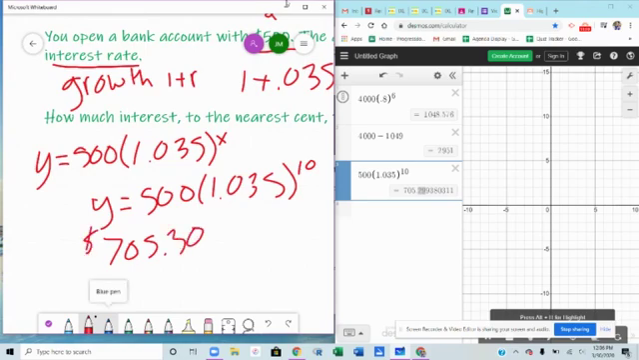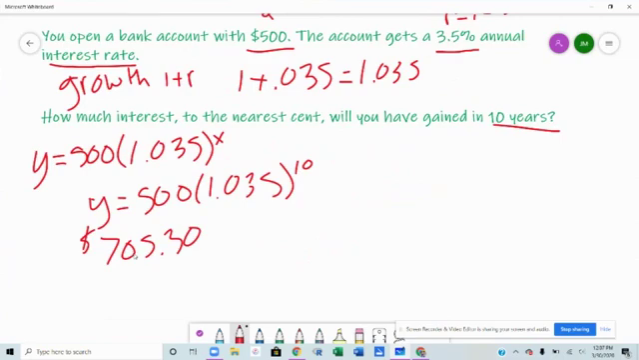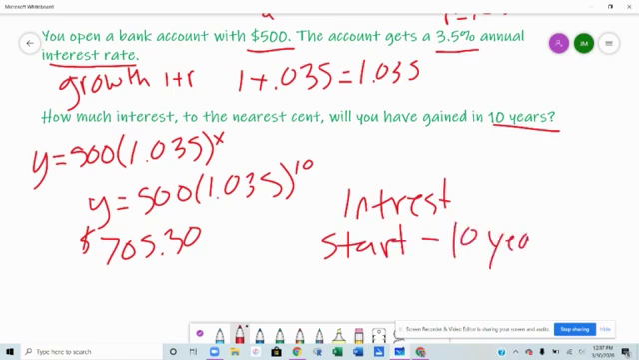Okay. But this does not answer the question. The question says, how much interest will you have gained? This is not the amount of interest you have gained. This is your starting and the interest. So your interest is your start minus your 10 years. That'll tell you how much interest you got.